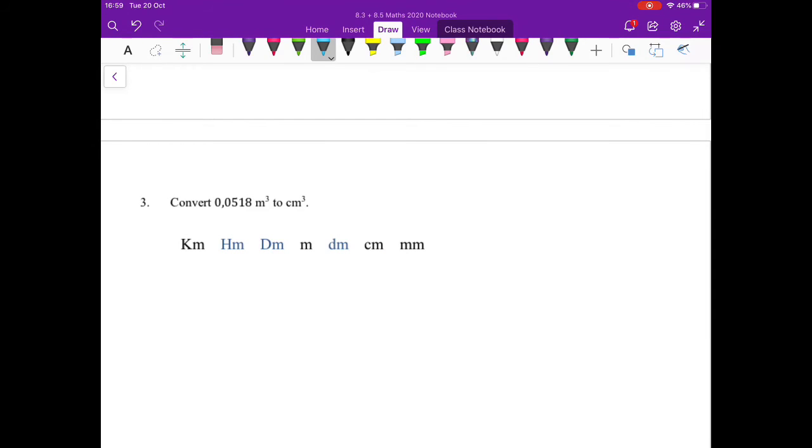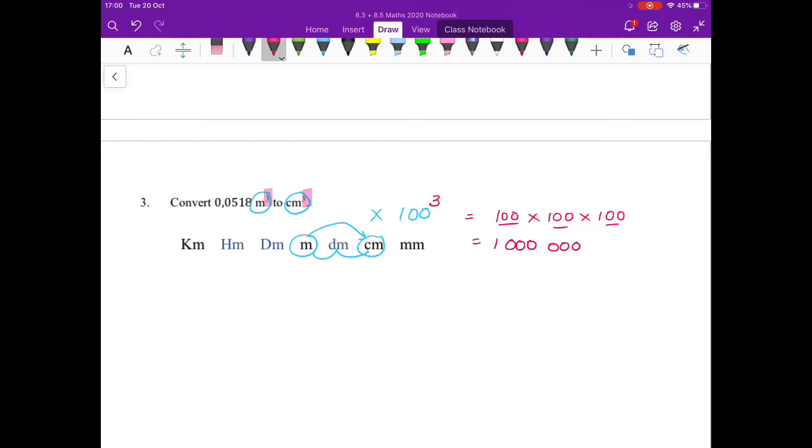Let's do one more. We are going from meters cubed to centimeters cubed. Meters to centimeters, when I go this way, I multiply 2 bunny hops. I put a 1 in front. These are cubic units, so I must multiply by 100 cubed, which equals 100 times 100 times 100, which equals 1, 2, 3, 4, 5, 6 zeros. So I'm going to multiply by 1,000,000.